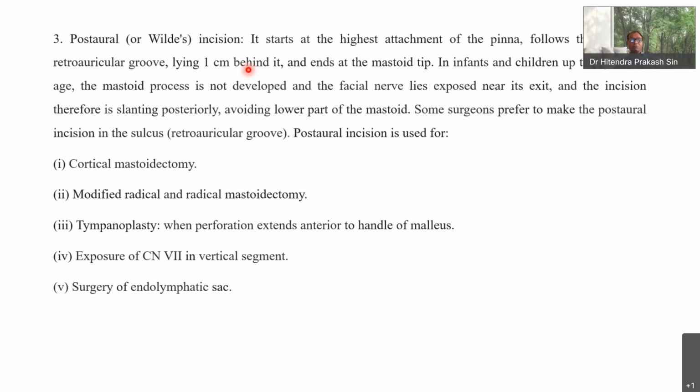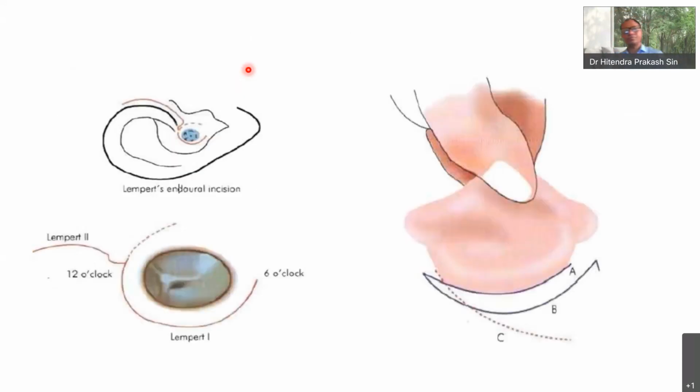The post-aural incision is the workhorse of all the incisions for middle ear or ear surgeries. It is used for every surgery in the middle ear. Cortical mastoidectomy, we can do modified radical and radical mastoidectomy. We can do all the tympanoplasties. We can do exposure of the seventh cranial nerve in the vertical segment. We can do surgery of the endolymphatic sac. We can do everything by this. This is the workhorse post-aural or Wilde's incision.